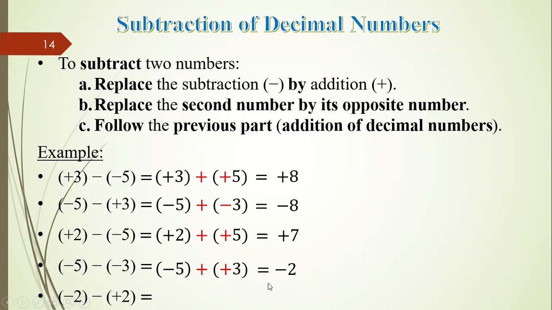Minus 2 minus plus 2. Here also we switch minus into plus, and plus 2 becomes minus 2. Here we have the addition of two numbers having the same sign. 2 plus 2 is equal to 4, and since the sign is minus, we write minus.